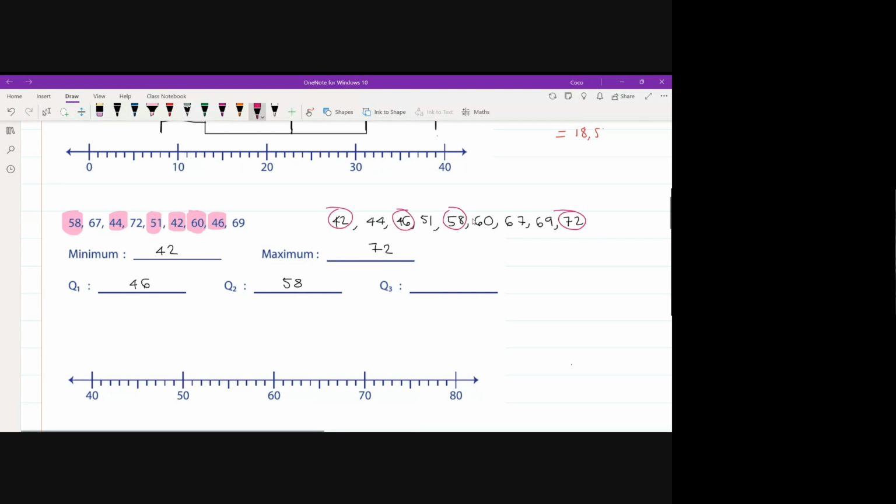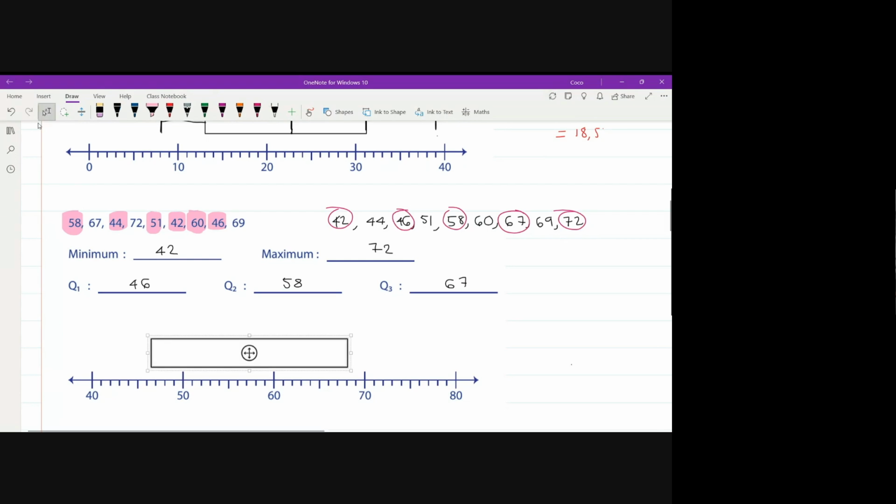Q3 would be the midway point between this side over here, that is 67. So Q3 is 67. All right, and then it's just a matter of us drawing the box and whisker plot to fit with it. All right, so my Q1 is 46, so that's going to be over here. Okay, my Q3 is 67, so that is going to be over there.